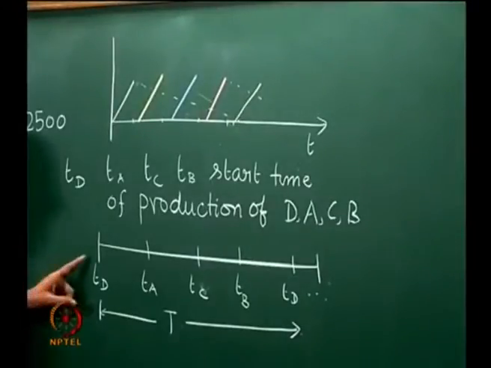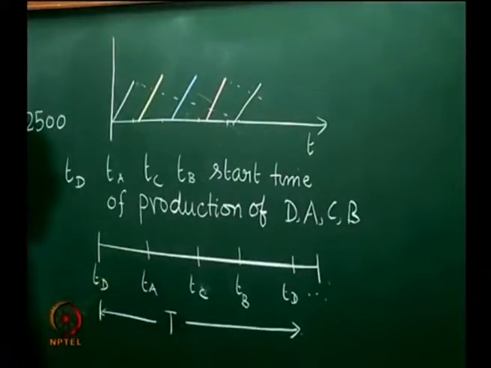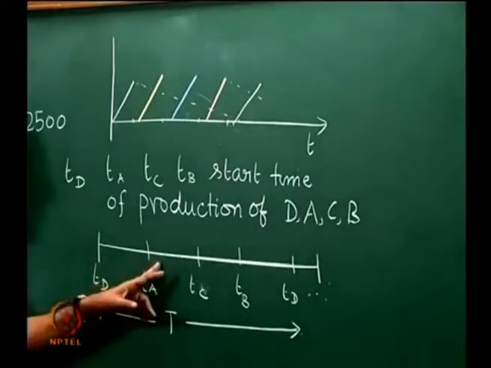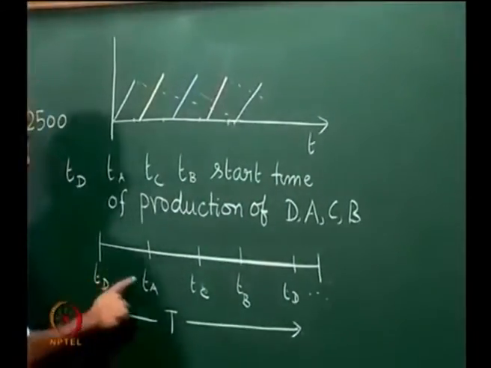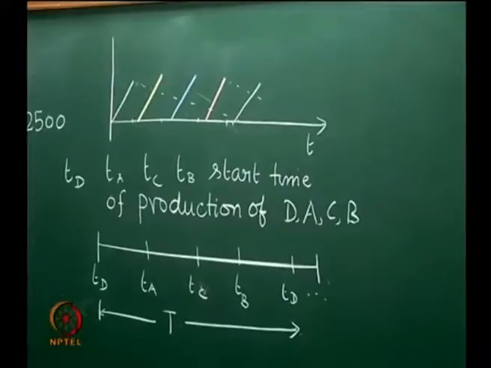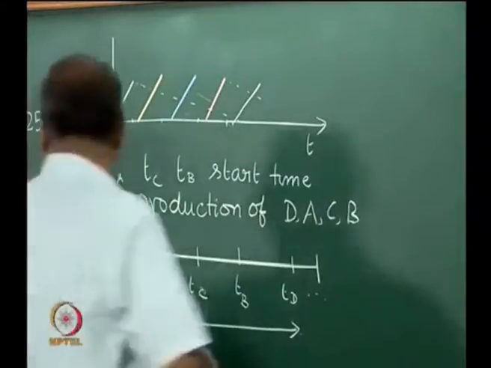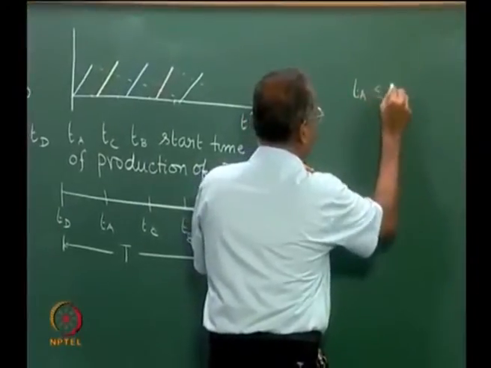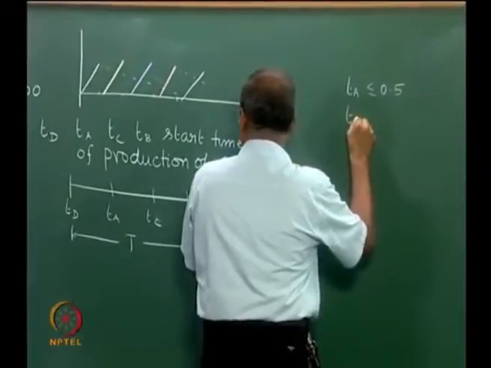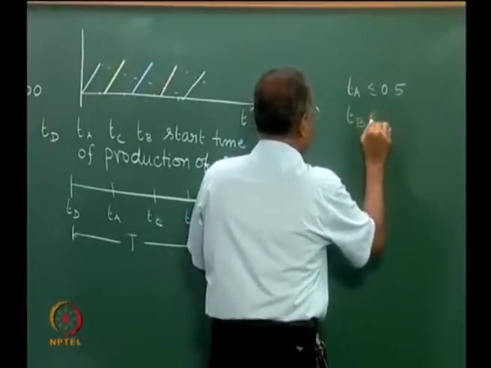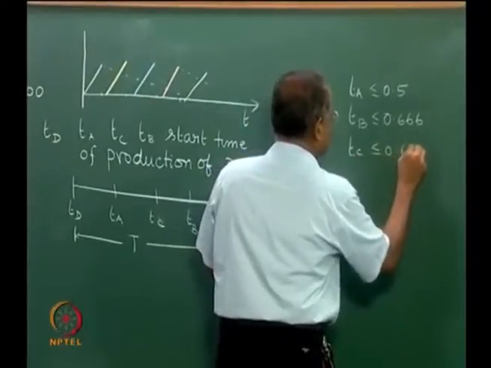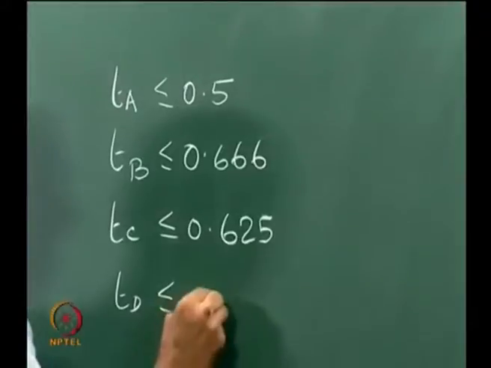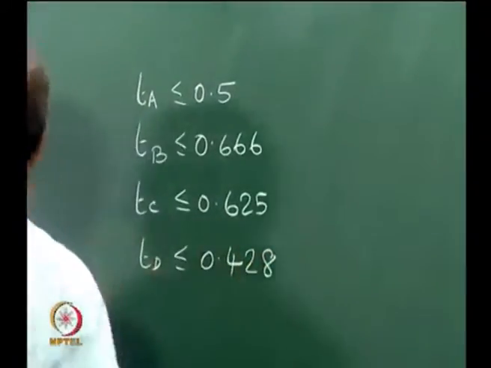So, when I start producing D here at time Td and I start producing A at Ta, then it means I produce item D for a period Ta minus Td. So, first thing I have to ensure is these productions Td, Ta, Tc and Tb should start before I exhaust these inventories. So, the first constraint will be Ta is less than 0.5, Tb is less than 0.66, Tc is less than 0.625 and Td is less than 0.428.